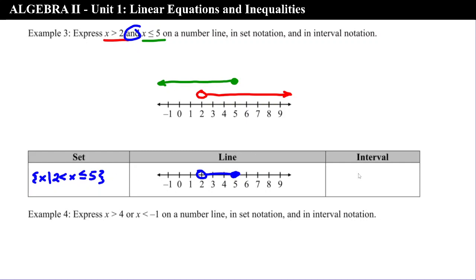Interval notation, our lower bound is 2 and it's not included. Our upper bound is 5 and it is included. So that one gets a bracket.